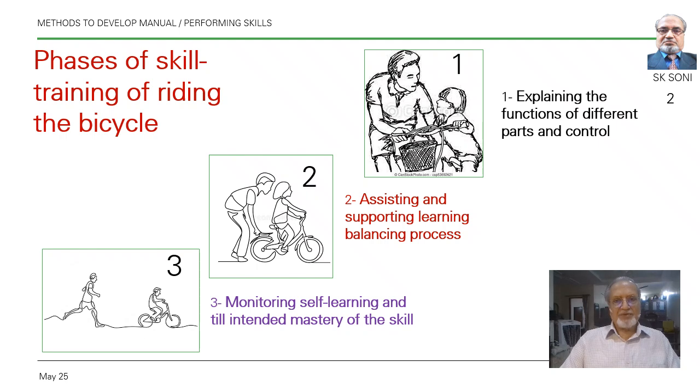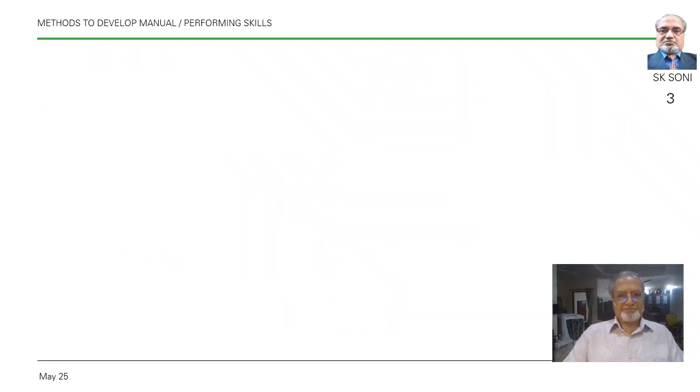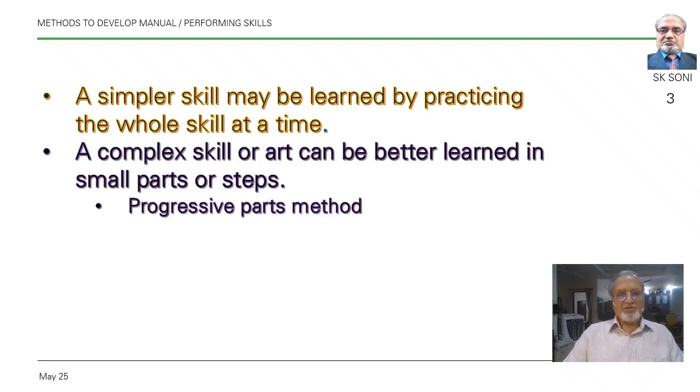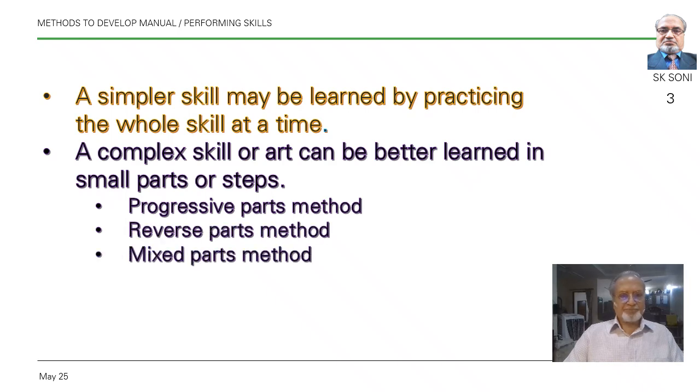You need to divide the total skill into different parts. Some parts may be cognitive or related to mind, and some parts may be related to the physical activities. A simpler skill may be learned by practicing the whole skill at a time. A complex skill or an art can be better learned in small parts or in small steps. And there are three methods for learning these performing arts or skills: progressive part method, reverse part method, and mixed part method.